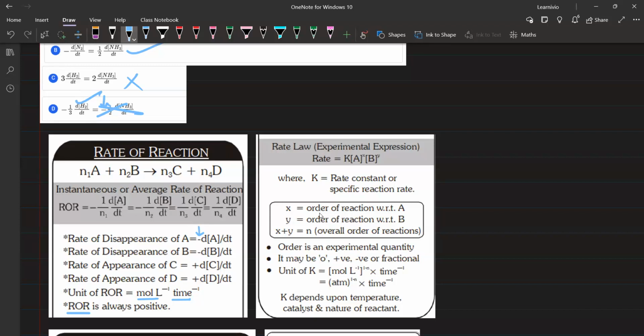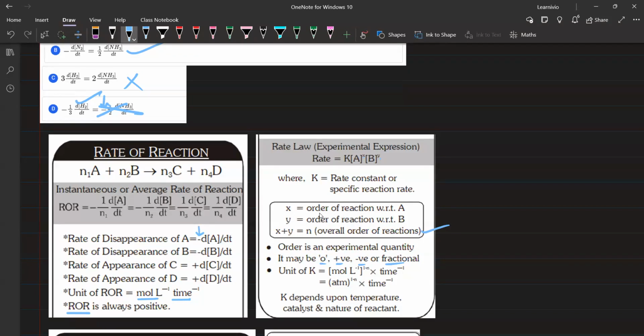Now, rate law expression we have also seen. Rate is equal to K into the concentration of A and the concentration of the other reactant raised to some power, and that power is known as the order with respect to that particular reactant. When you add X plus Y, you will get the overall order of the reaction. Now, the overall order is experimentally determined. It can be 0, it can be positive, it can be negative, or it can be fractional as well.